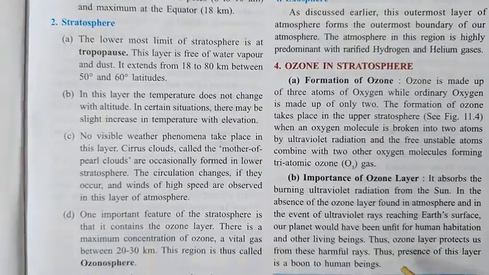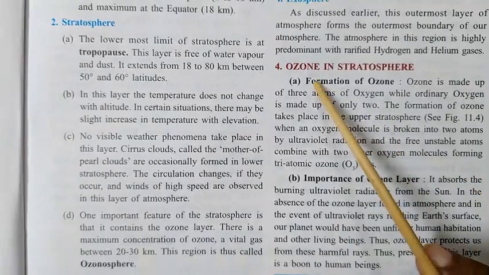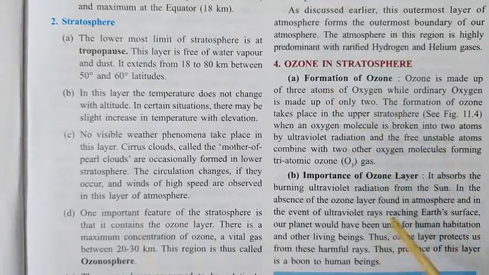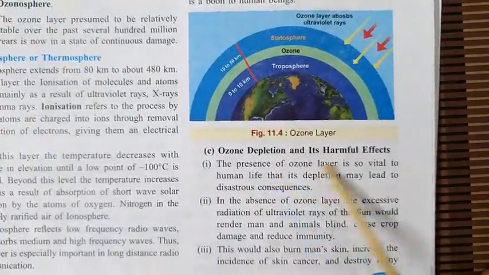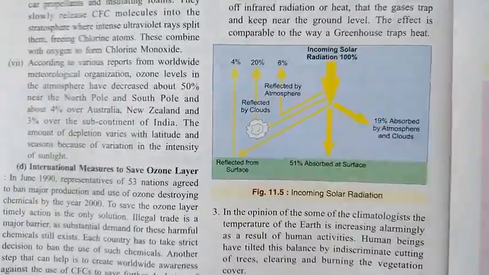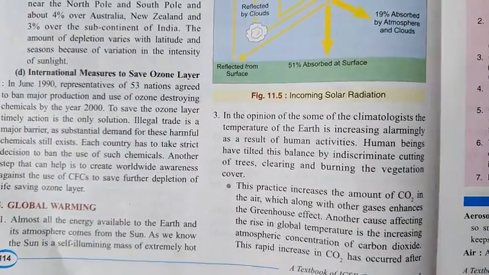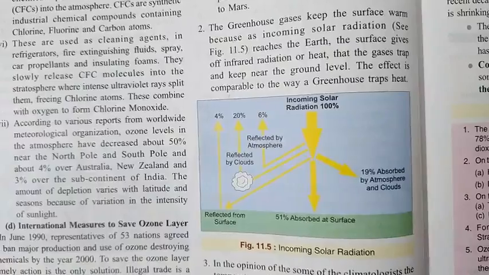Now in the next session we will start with the ozonosphere. We will see the description of the ozone in the stratosphere, the formation of ozone, then the importance of ozone, and ozone depletion and its harmful effects. Then one more thing we are going to see: the international measures to save the ozone layer, and the last topic, global warming. So we will finish in the last session, and one more session is needed, and this chapter will be over.